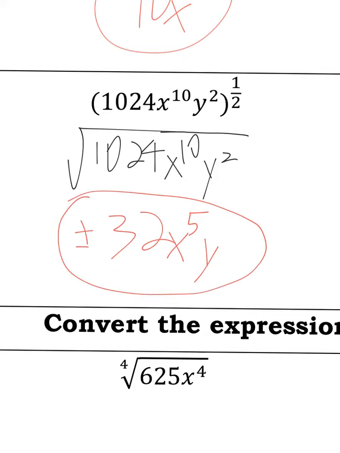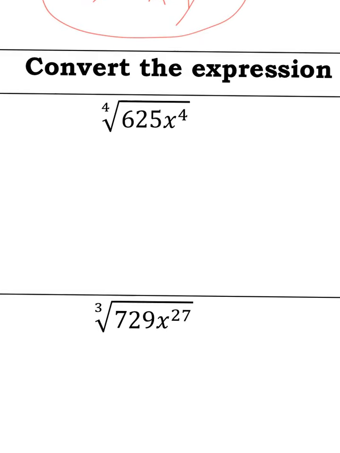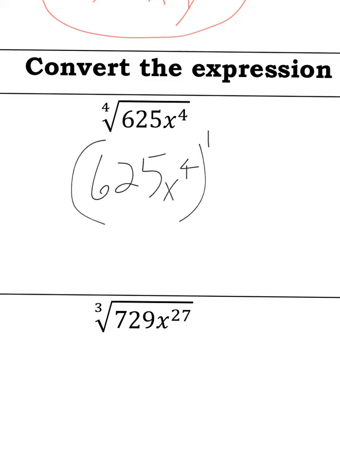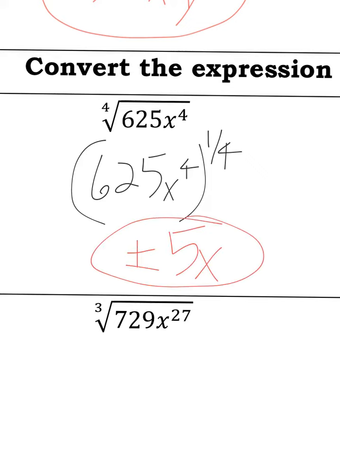That's an even root. All right, so here we have a radical, and now we're going to convert it to exponential form. So that's 625 x to the 4th, and then that'll be raised to the 1/4 power, okay? And then just take the 4th root of 625 and then divide your exponent, x to the 4th, divide that by 4. And since it's an even root, you have a plus or minus answer, so you get plus or minus 5x for the final answer.